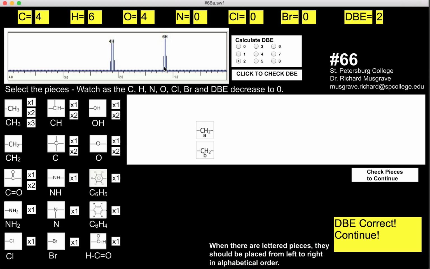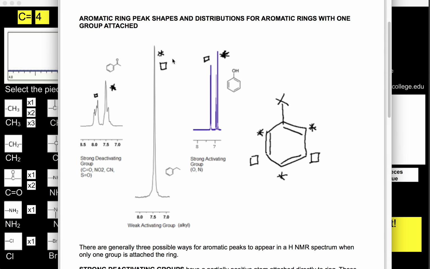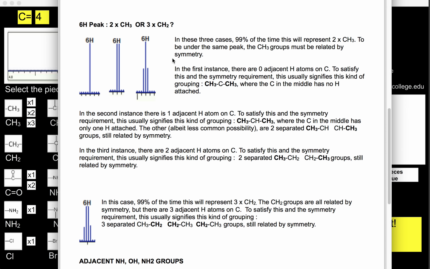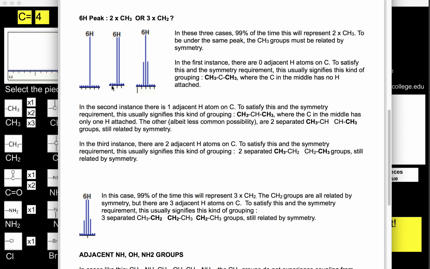We also have a 6H over here, and generally speaking we know that a 6H could be either 3 CH2s or 2 CH3s, but the thing that we can say is when it's 1, 2 or 3 peaks under the 6H, we're generally looking at 2 CH3s, and when there's 4 peaks we're generally looking at 3 CH2s. This is all demanded by symmetry. If you'd like, you can stop the video and read about my discussion here.